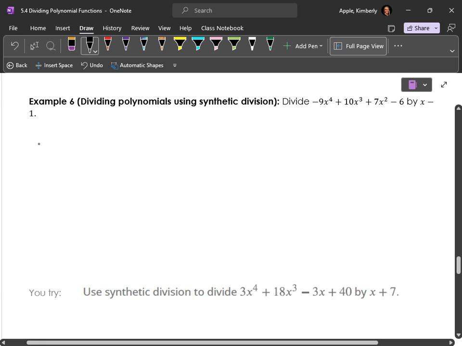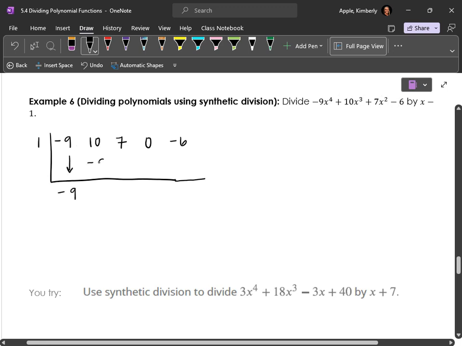Thank you. All right, let's do one more example. We'll have a +1 outside the bar. We have -9, 10, 7, 0, and -6. Now, why did I put that 0 there? Notice that in descending order, exponent 4, 3, 2, we skipped the x term. And so we have to put a placeholder there. And then we'll just continue as normal.